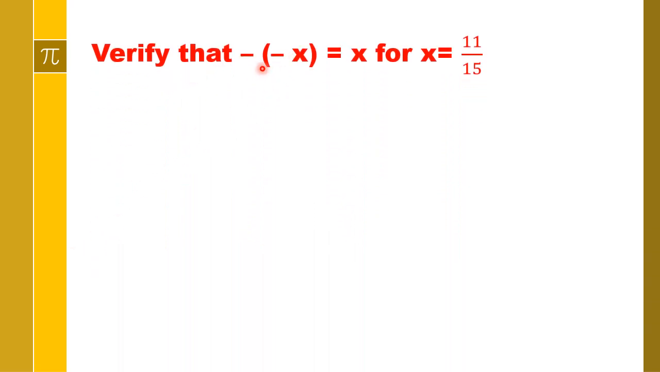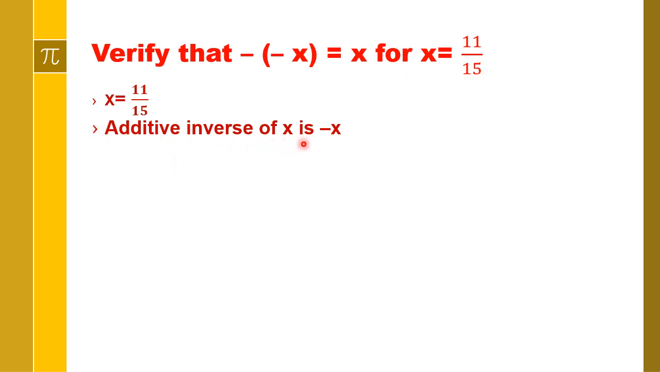We are going to verify that minus of minus x is equal to x for x is equal to 11 upon 15. It means LHS and RHS will be the same. Here also we are going to get 11 upon 15, as well as here also we will get 11 upon 15. Let's see how. As you know, x is equal to 11 upon 15, which is given in the question.